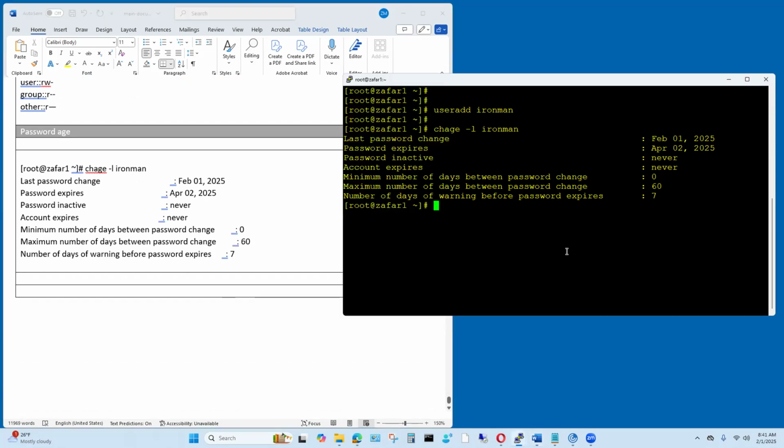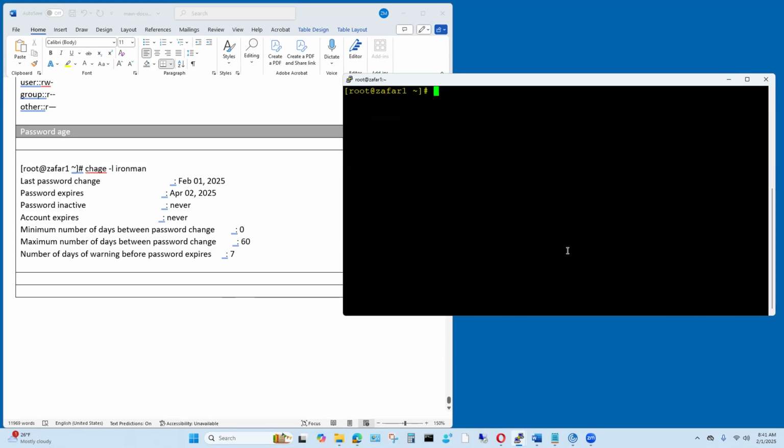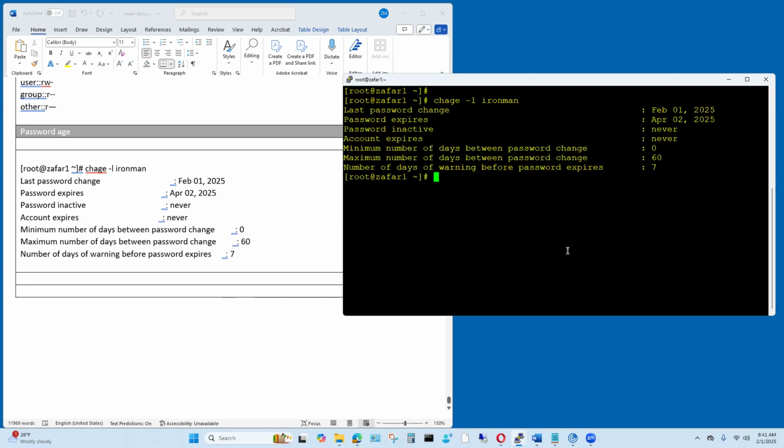you know what? Go ahead and set a password. passwd Ironman, and then go ahead and set whatever password for Ironman. Red Hat, Red Hat. Then do chage -l Iron Man. And then what are you seeing as a password and stuff?